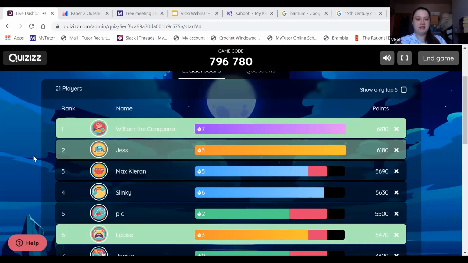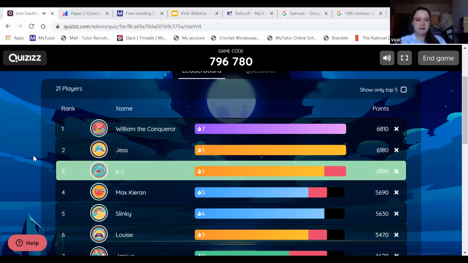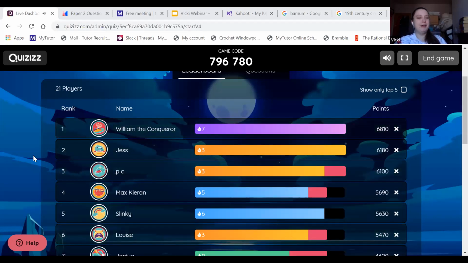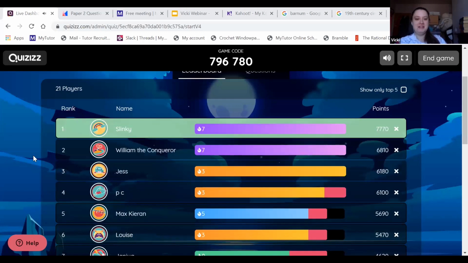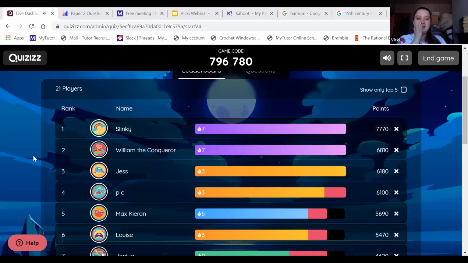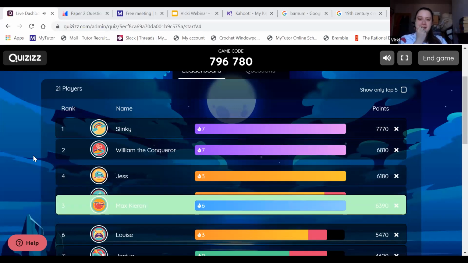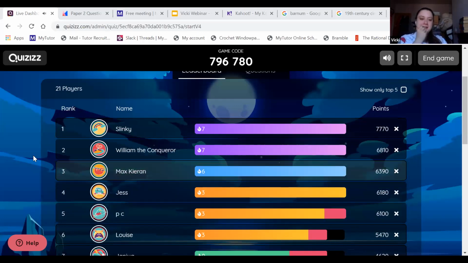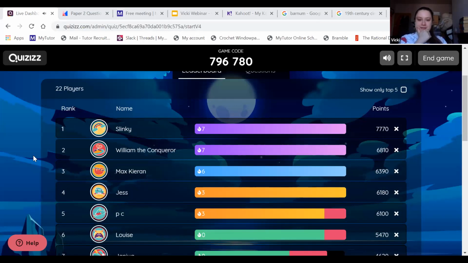Got a first person to finish. Oh, we've got a couple of finishers. So we've got William the Conqueror on top, obviously. Oh, Slinky's just overtaken. Fabulous. So well done to Slinky and William the Conqueror, whoever you guys are. Got all 7 right. Well done. That's really impressive.